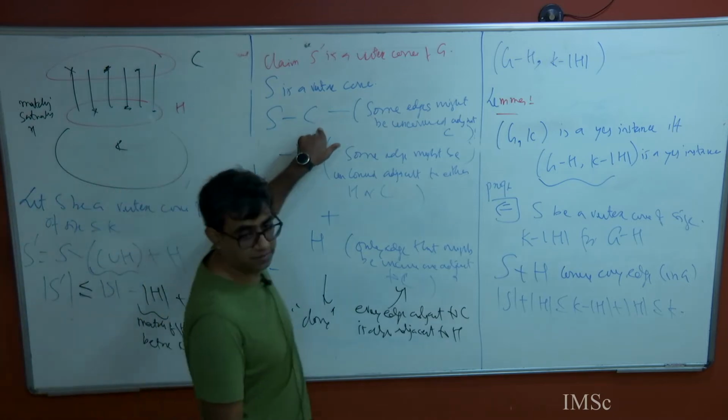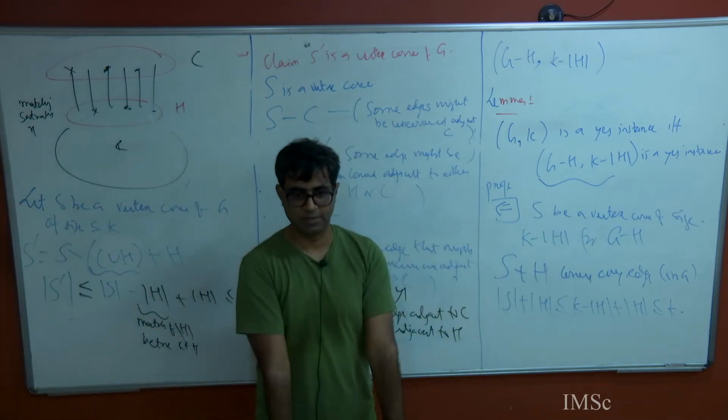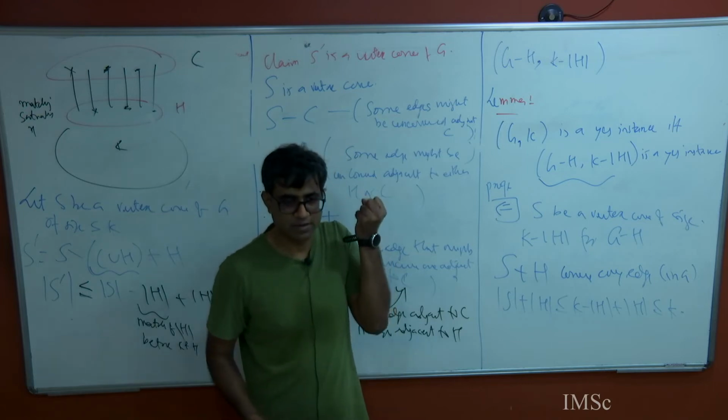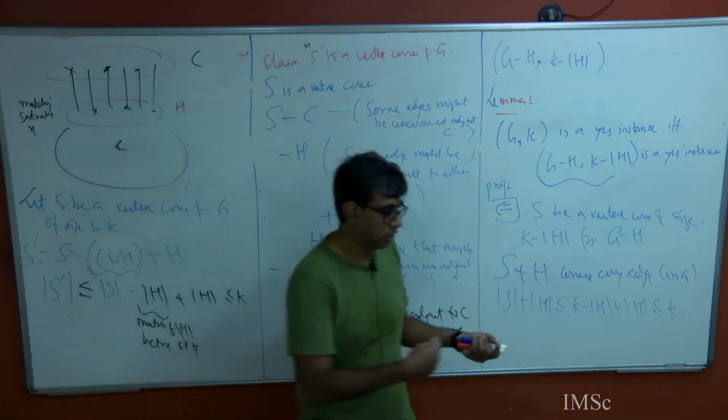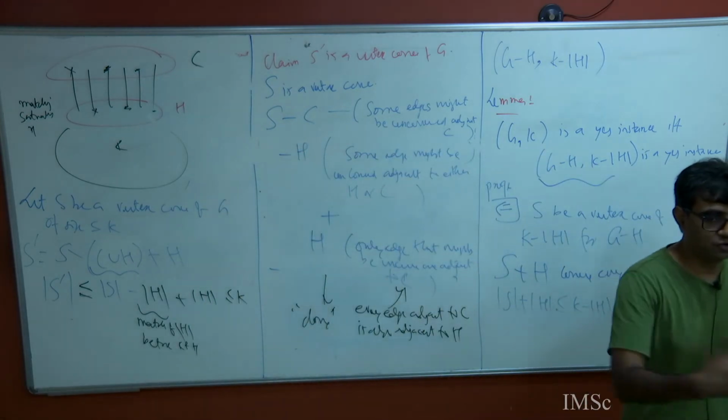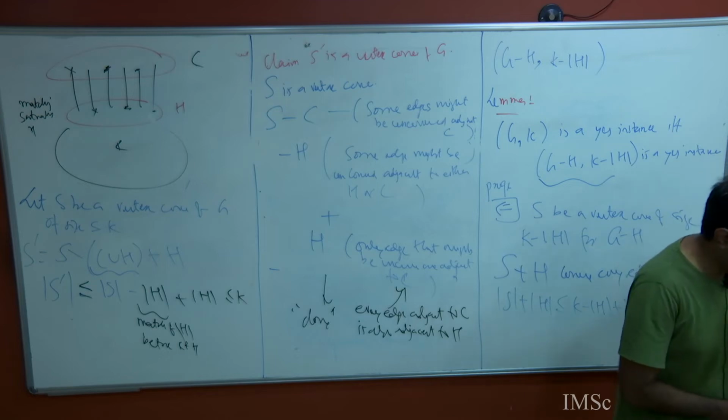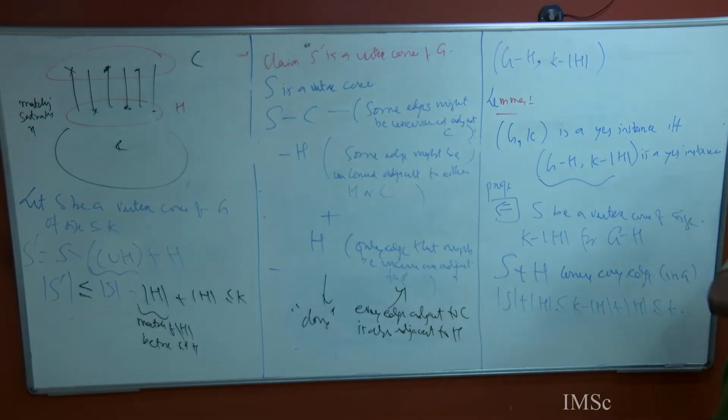So I first deleted C. Every edge was covered with S by definition. I deleted some vertices in C. I said, no, you are not going to be part of my vertex cover. Some edges become uncovered. Who? Those adjacent to the vertices I have removed. Then I decided to remove some more vertices, H. So some more edges become uncovered. Who? Those adjacent to vertices which I have removed. Now I put back something. I removed H and I put back H, right? So definitely H is being completely taken care of. Now something might be uncovered which is adjacent to C, but every edge in C is also adjacent to H. So you are done.